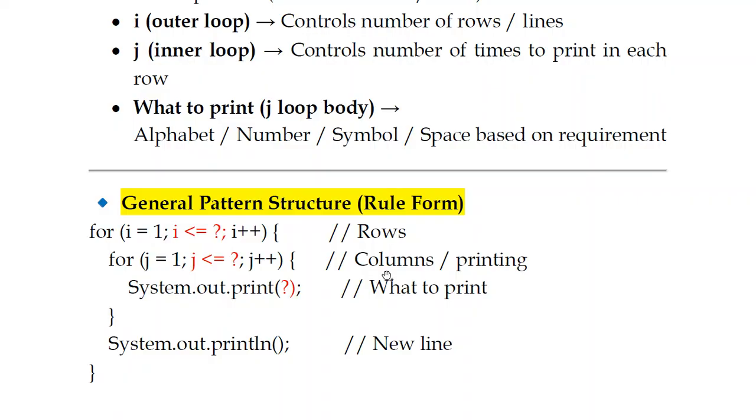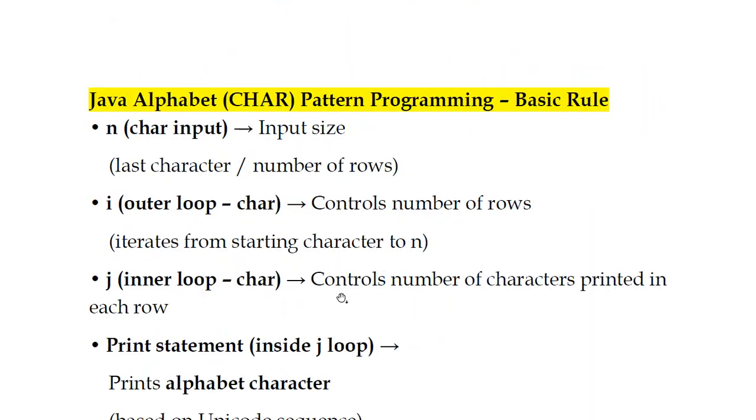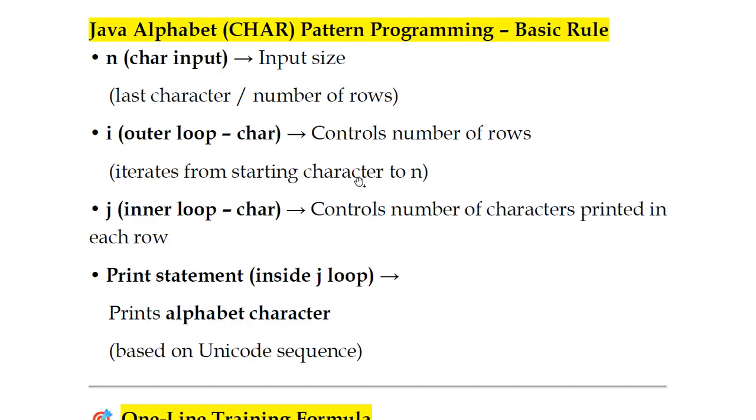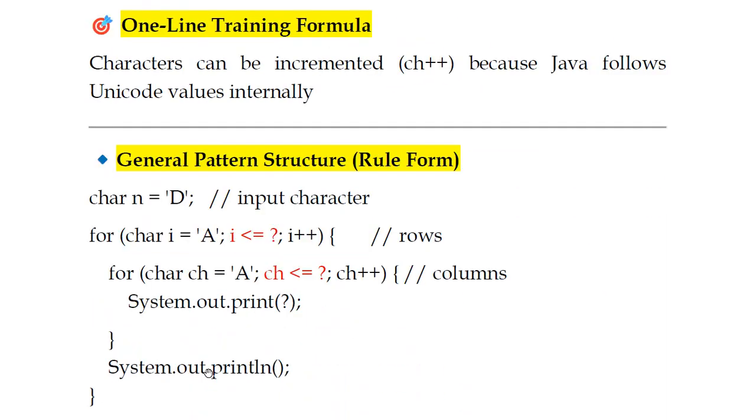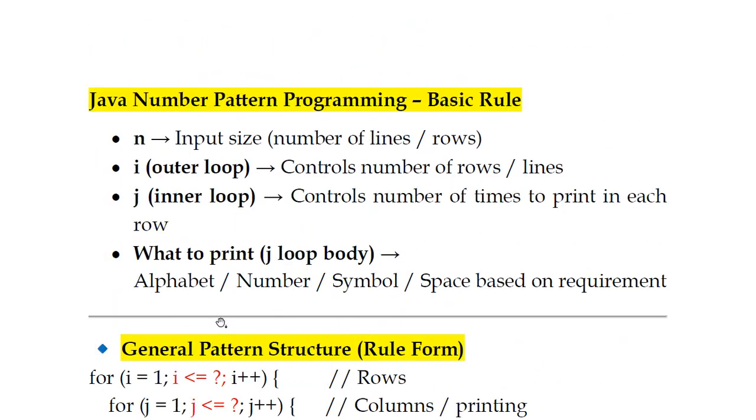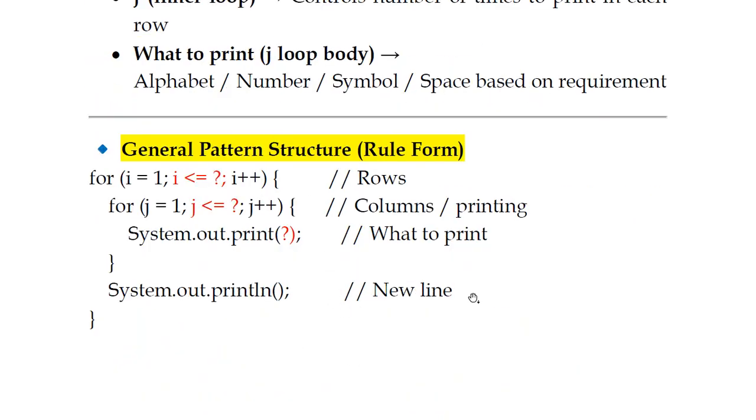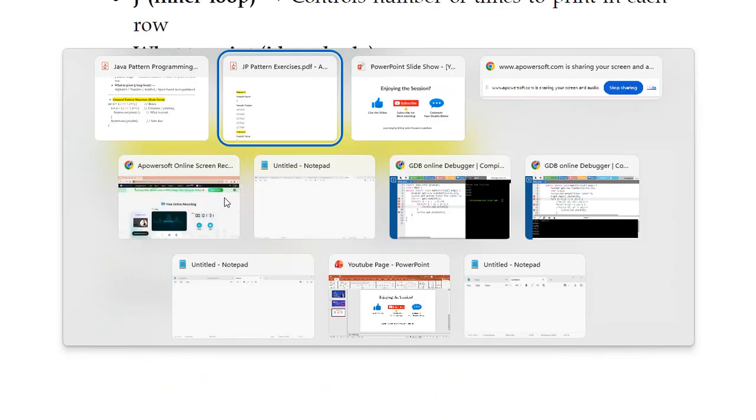So always the common pattern: the n variable indicates input size, i is the outer loop, j is the inner loop. In that inner loop, how many times you are printing and what you are going to print, that is very important. This is the standard template we are following for the number patterns. So what's our task as usual?